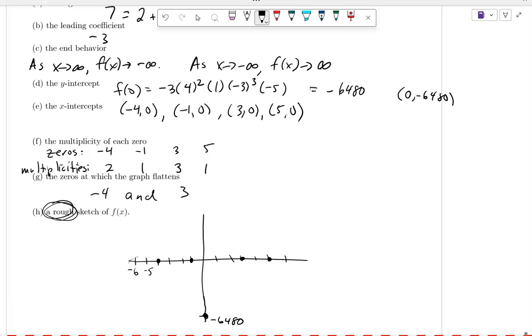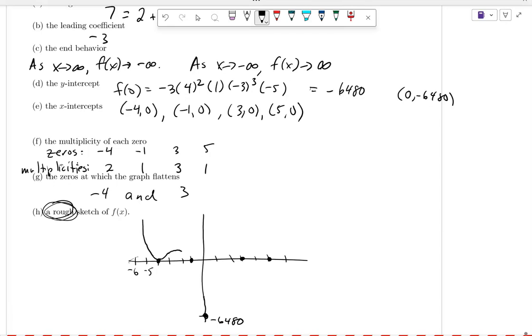I'm going to work my way from left to right and use all the information that I have. Just need to know where to start. We start upper left or lower left? Upper left. Good. We're going to go upper left. We're going to get close to -4. Does it flatten at -4? Yes. All right. It flattens. Does it cross or kiss? Kiss, because it's even, right? So it's going to come down, touch, and go back up again.